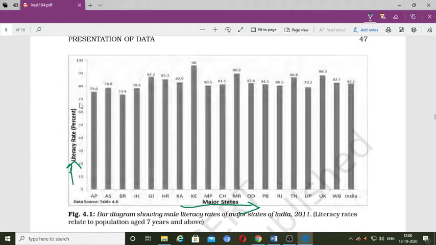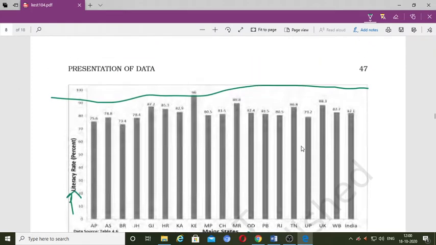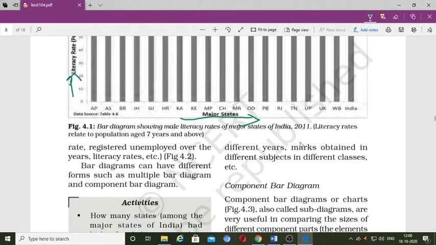Simply, the height of the bar shows which state has how much literacy. You can explain this diagram: Kerala has 96% literacy in the year 2001 or 2011, whatever may be the year. So this is a bar diagram. It shows the literacy rate of India in year 2011. Here the source of the data is also shown. That data is about major states of India, 2011 census data.